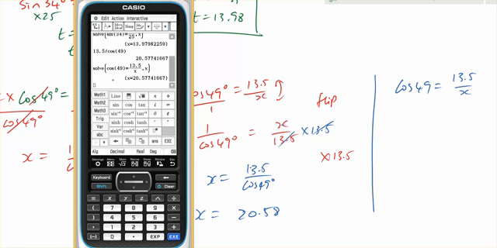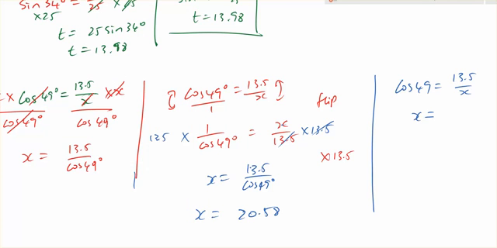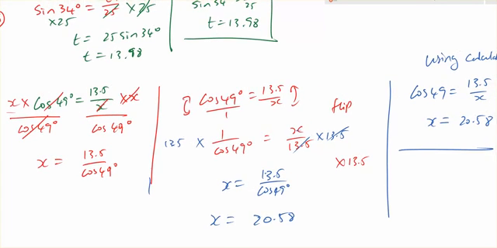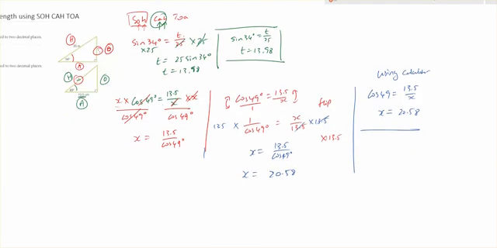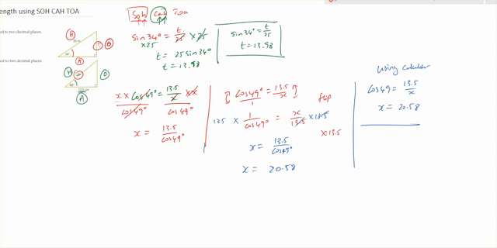So this is a much quicker way of using the calculator. x equals 20.58. So this is using the calculator to help us solve it. So in this case, we don't even need to do any algebra. So that's how you find the length of an unknown side using trigonometry. Hopefully that helps you.